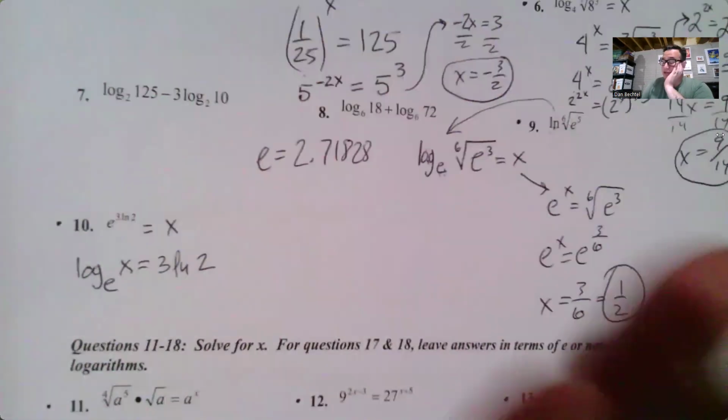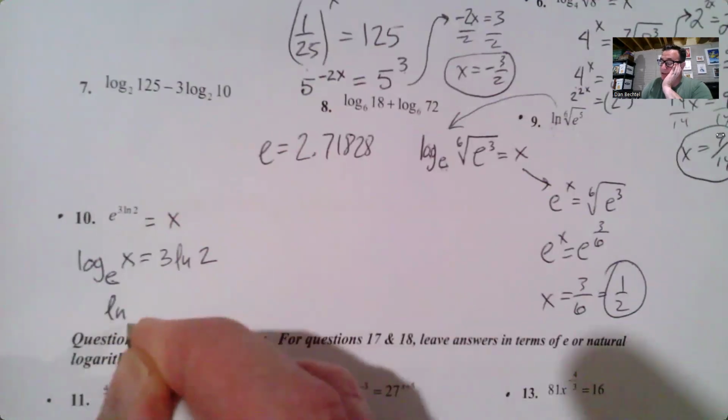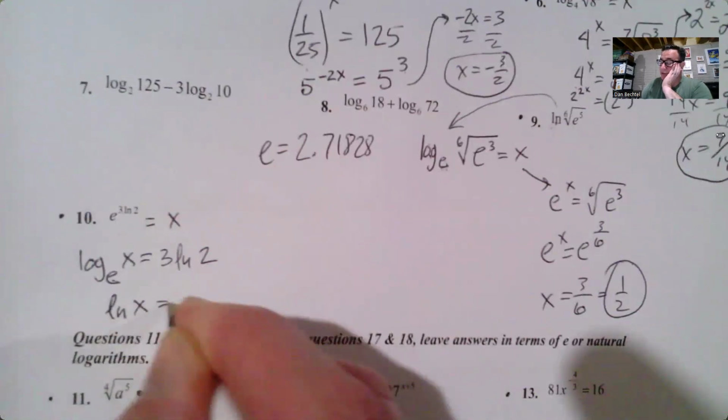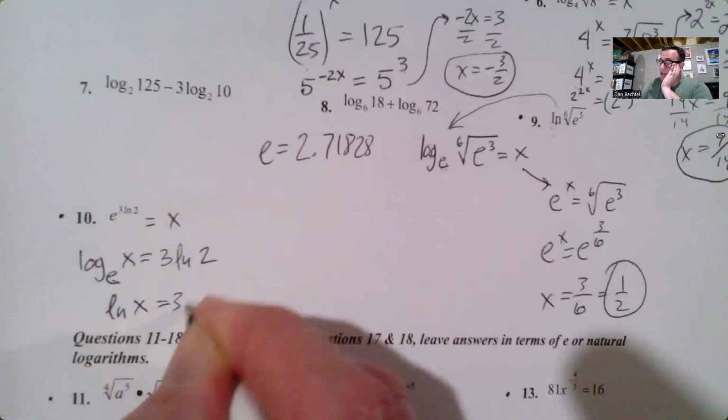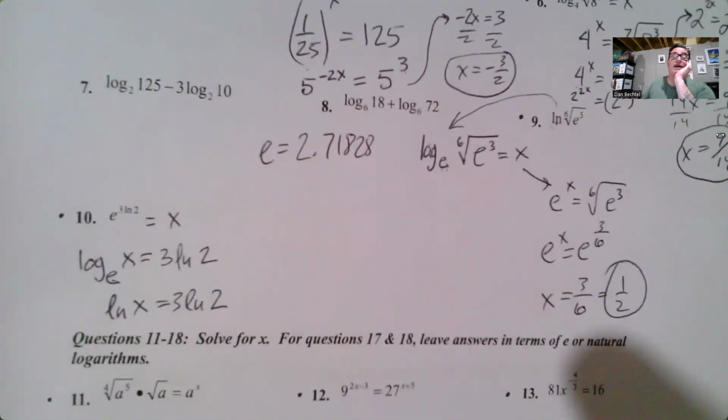Now, here's what I love about this. Log base e, we know we can write as ln. So this is ln of x is equal to 3 ln of 2. Now, we're not going to be doing a lot with what's about to happen here. There's not a whole lot of laws of exponents that you're going to be using. And the likelihood is that you're not going to be dealing with a problem like this specifically on the final.